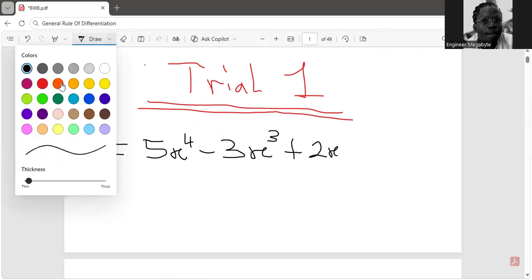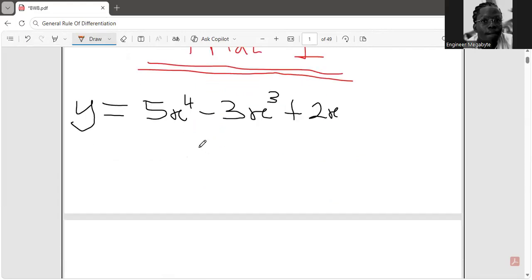So the first thing we are also going to do over here is to write the solution. After writing the solution, we are going to repeat the question for 1 mark. After repeating the question for 1 mark, then we can continue to make history.